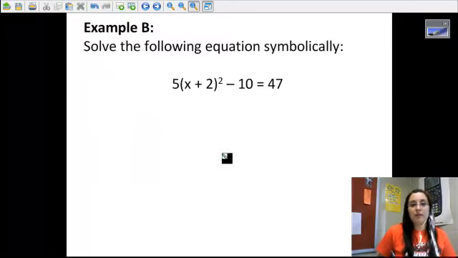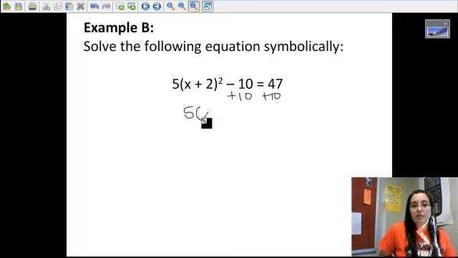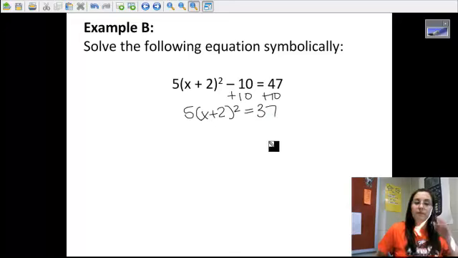And example B. Solve the following equation symbolically. So we want to basically solve for x. What they mean is we want to figure out what x equals. I want to go through what the process will be for a problem like this. The first thing you're going to get rid of is the constant, which is this minus 10. So I'm going to add 10, and I'll get 5 times x plus 2 squared equals 37.